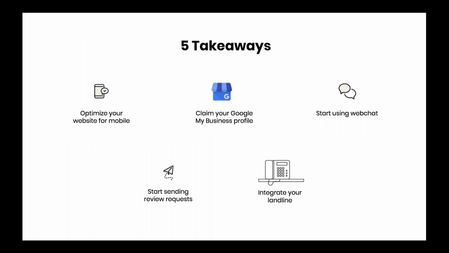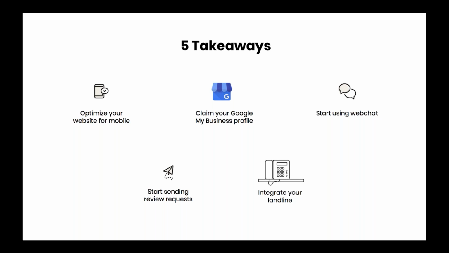So we're wrapping things up here, but here's 5 takeaways that I hope you can get from all this. First off, optimize your website for mobile. Again, try Google's mobile-friendly test. Super helpful, right? Next, claim your Google My Business profile. Okay, this is huge for getting discovered on search, both mobile and desktop.